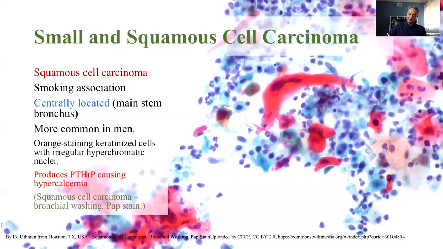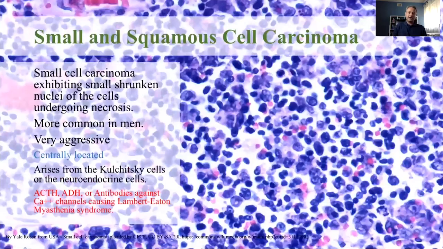So look at this. These orange cells here, this is a Pap stain, and these orange cells are the cancer cells. If you see, they have hyperchromatic, irregular shaped nuclei, and that is the important thing to note about them. So that was a squamous cell carcinoma. Let's look at the small cell carcinoma.